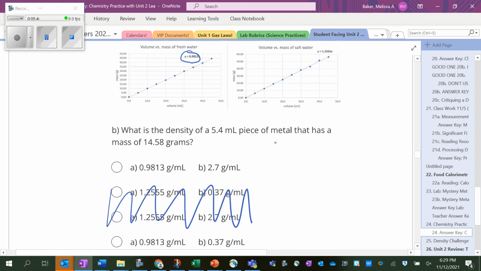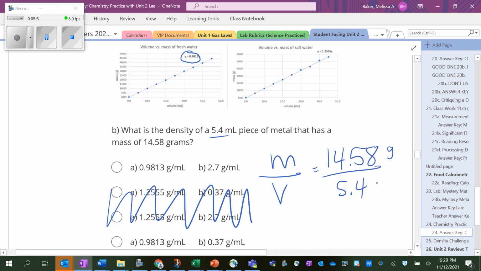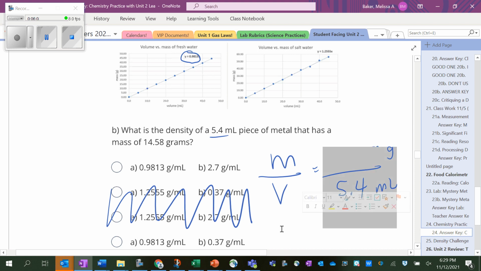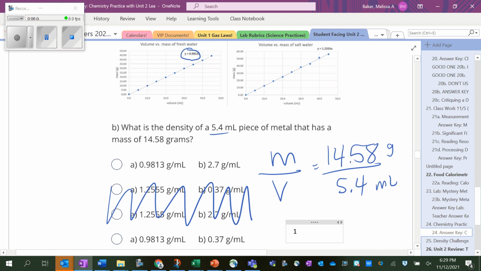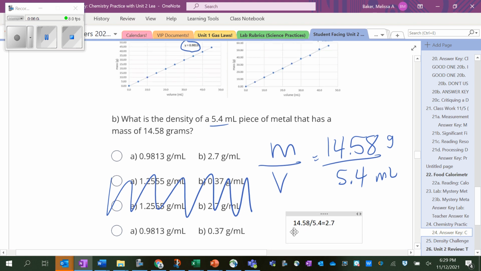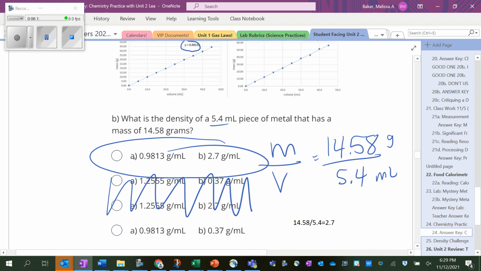And then here it says, what's the density of a piece of metal? So mass divided by volume is density. That's 14.58 divided by 5.4. So I'm going to type this in just to be thorough, even though I can kind of see already what the answer is because it's the bigger number on top. So this will be 2.7 grams per milliliter.